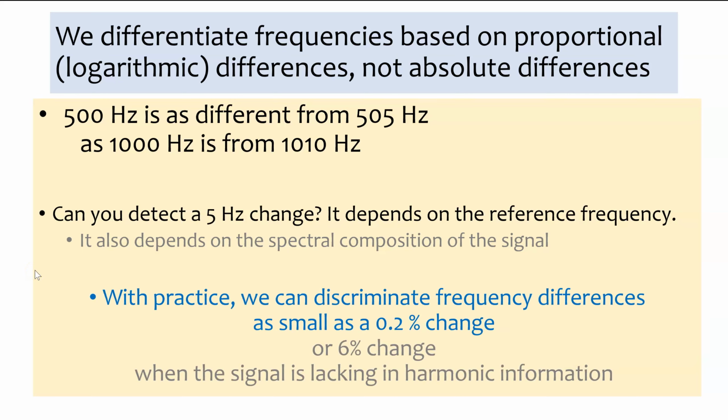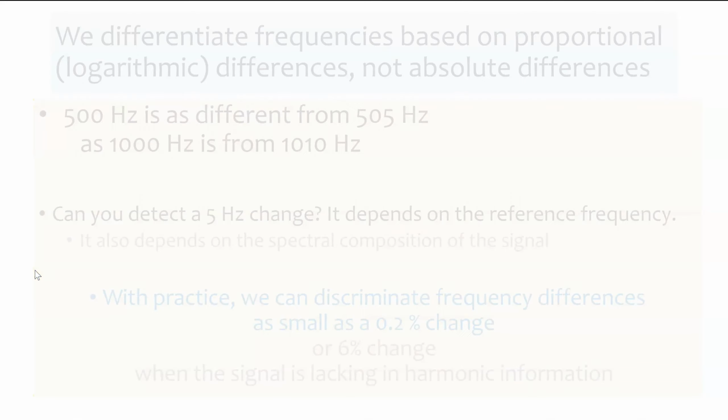For sounds that have harmonic content, like the ones that we typically work with, with enough practice we can discriminate really fine differences on the order of 0.2%. And if we don't have that harmonic information, and this is something we'll talk about later as we get into pitch perception, then we need more of a 6% change. So that's a pretty stark difference there. But with all the information that's normally available, we're very, very good, in fact, better than other kinds of animals, at distinguishing differences in frequency.